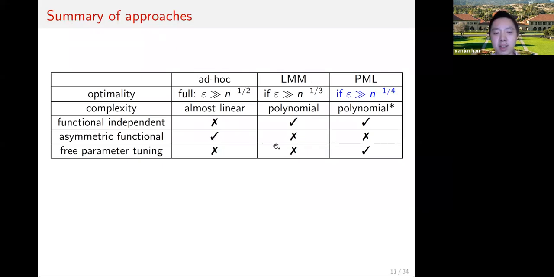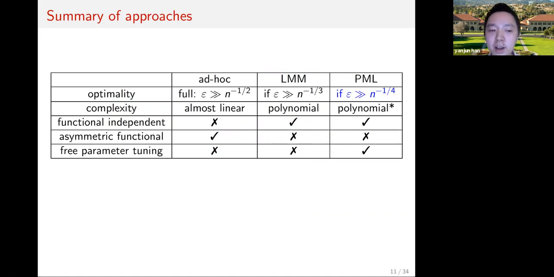Then how about the local moment matching? Yeah, it is optimal when epsilon is much greater than n to the power of minus 1/3. And there is a polynomial time algorithm to compute that estimator. The advantage of that is that it is functional independent, although it cannot deal with asymmetric functionals and also requires lots of parameter tuning in the algorithm.